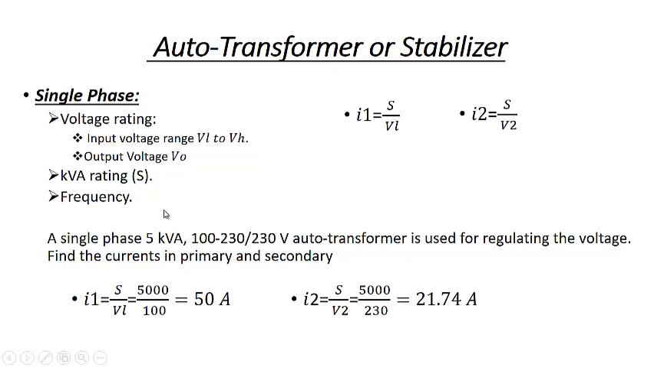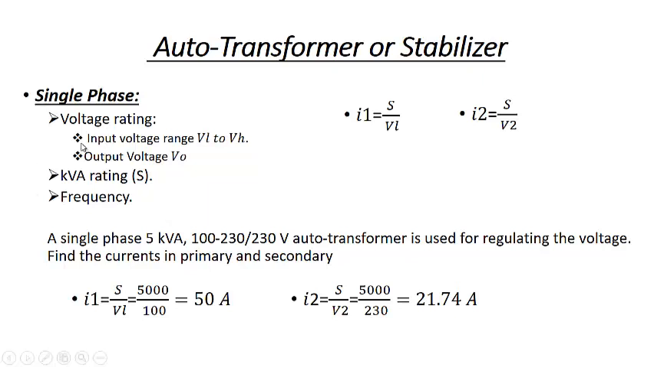The isolation transformer can have any turn ratio for it to be economical. It can range from 1 to any value, but for an auto transformer or stabilizer, its turn ratio should be close to 1, sorry, not close to 2. Its range should vary only from 0.5 to 1.5. That is why it is very economical when we use it.